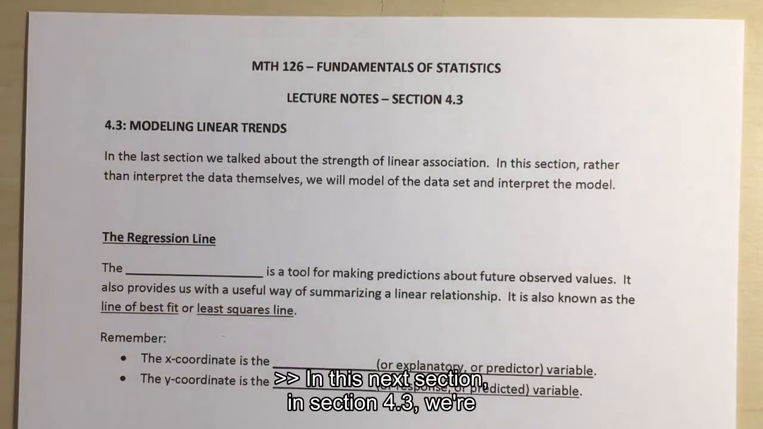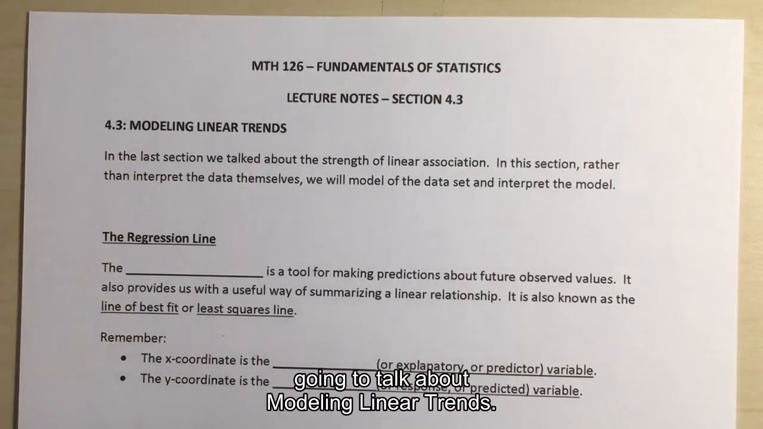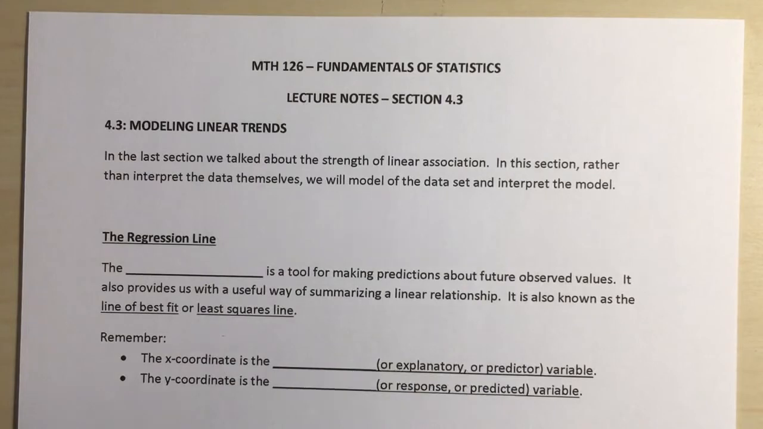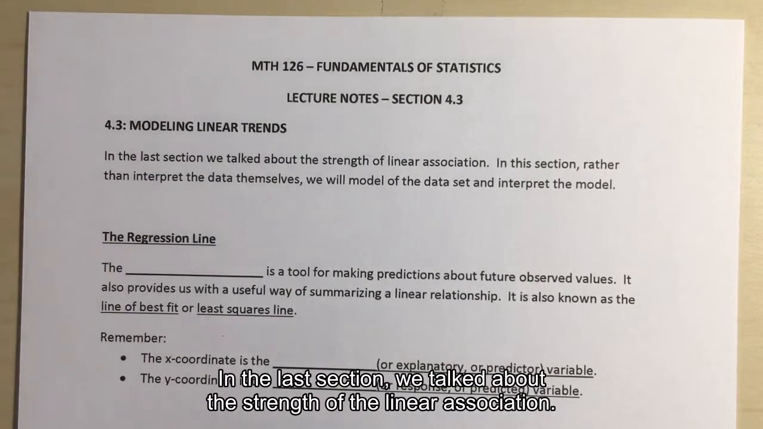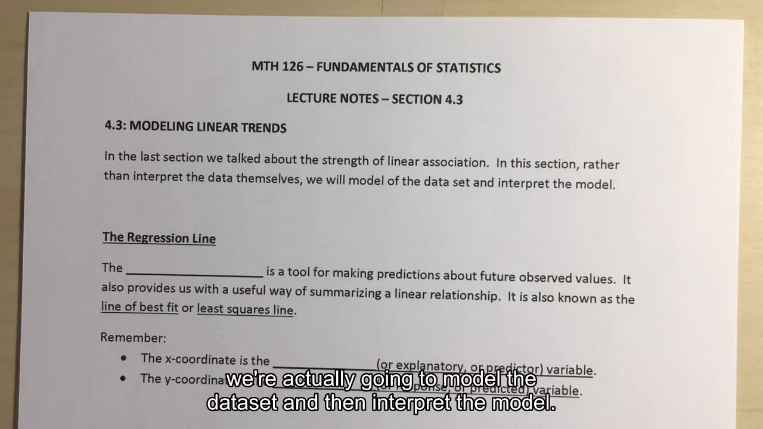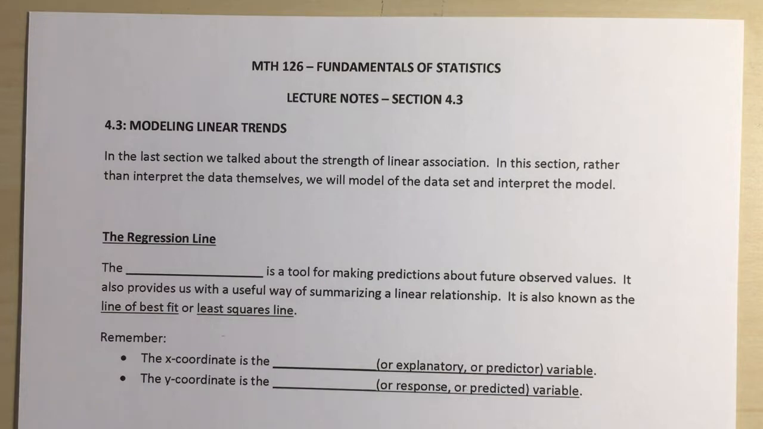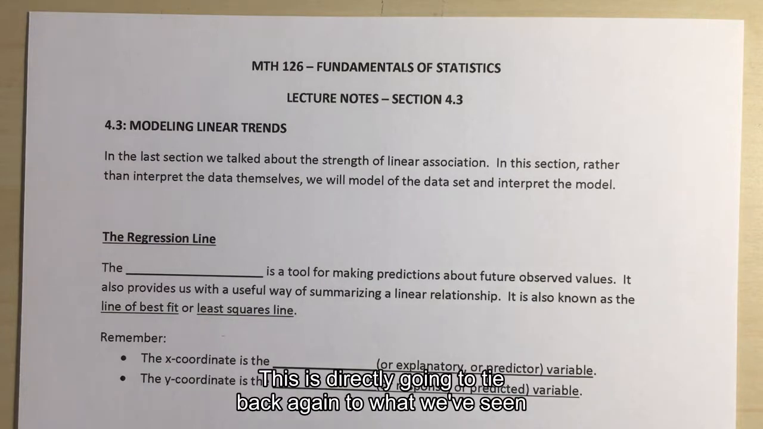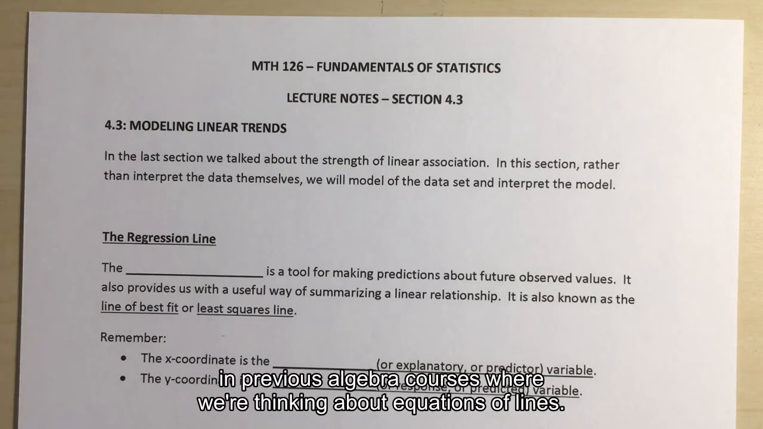Right, so in this next section, section 4.3, we are going to talk about modeling linear trends. In the last section, we talked about the strength of the linear association. In this section, rather than interpret the data themselves, we're actually going to model the data set and then interpret the model. So this is directly going to tie back to what we've seen in previous algebra courses, where we're thinking about equations of lines.